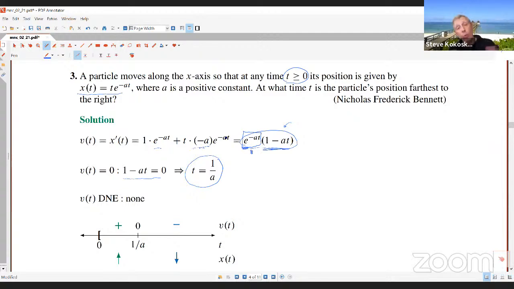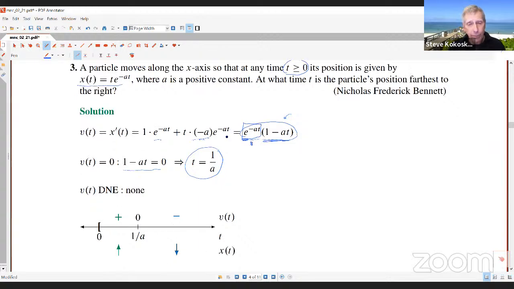So I'm looking for these critical points. I'm looking for possible places where the particle could turn around, where it could change direction. I have to make sure I check, are there any places where the velocity does not exist? And there aren't any. Again, t is greater than or equal to 0. We're not dividing by 0 anywhere. We don't have to worry about that.